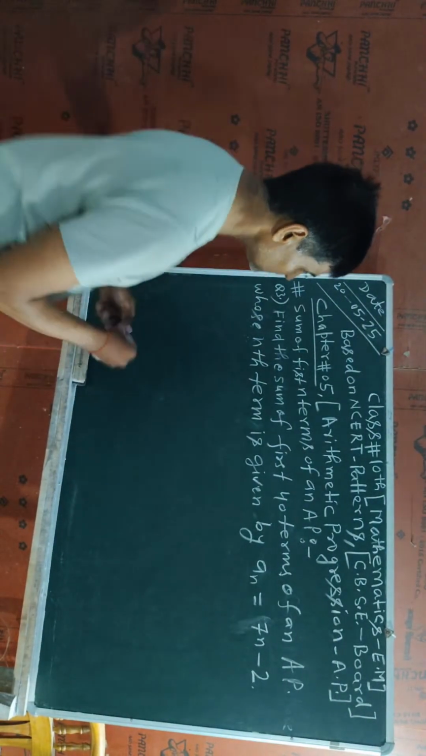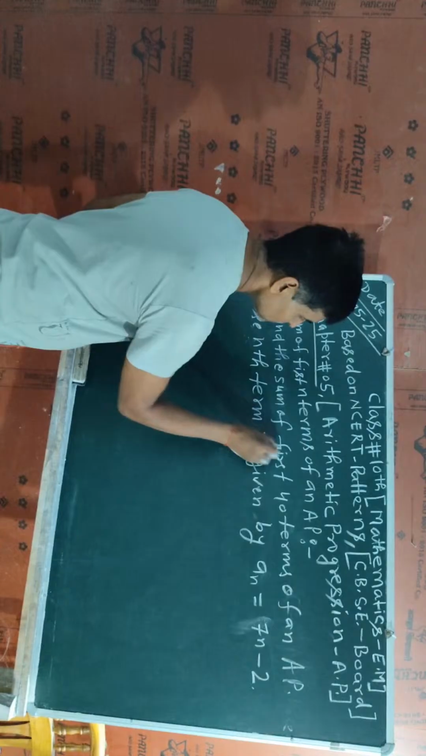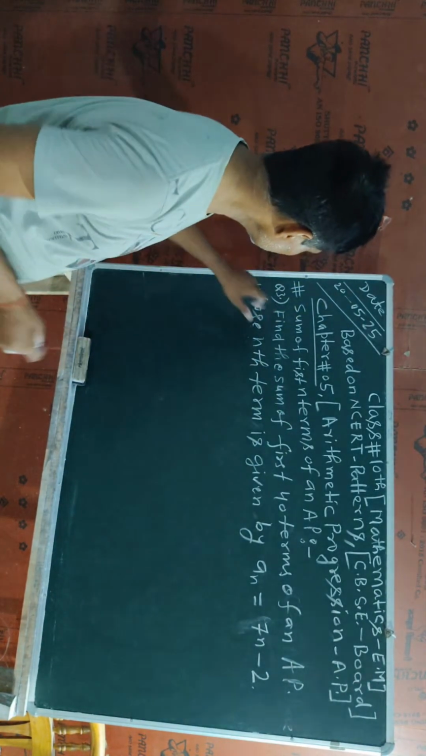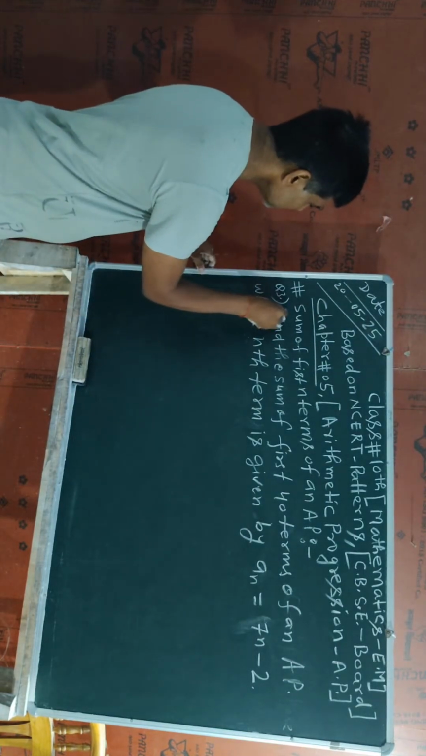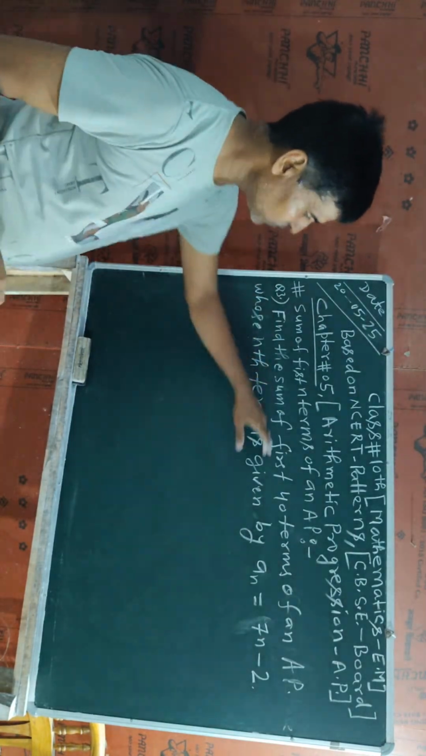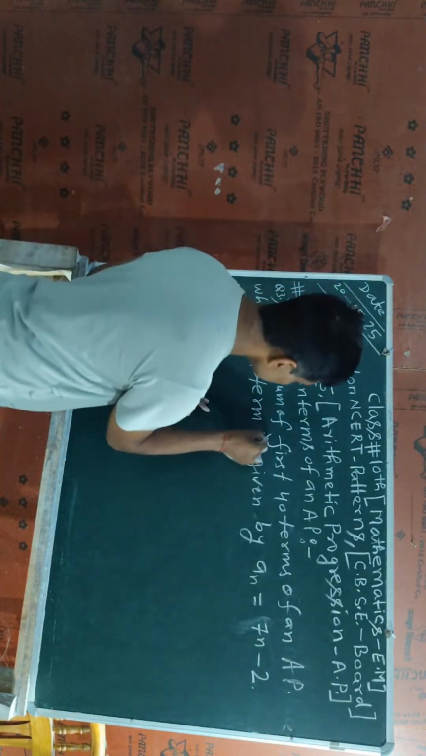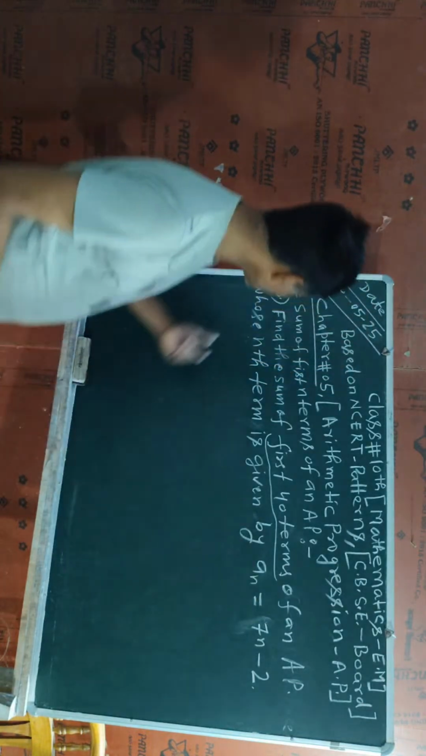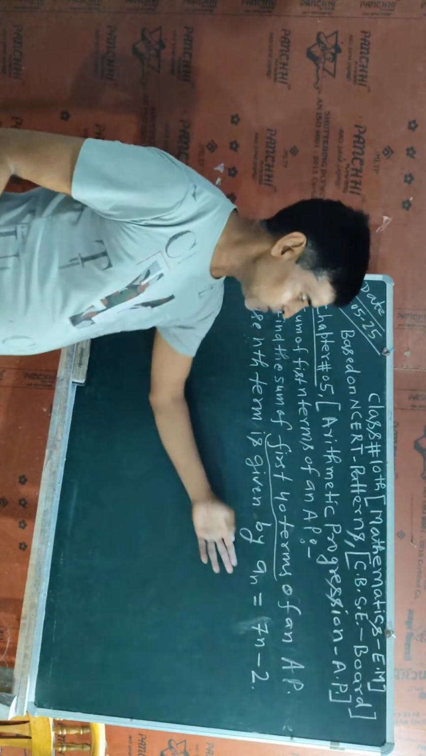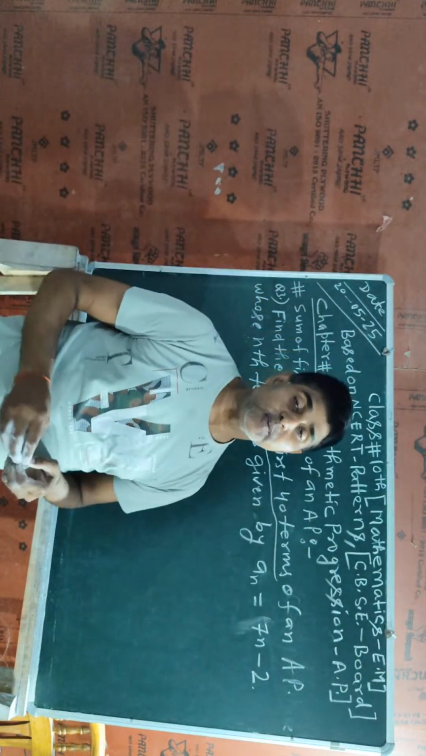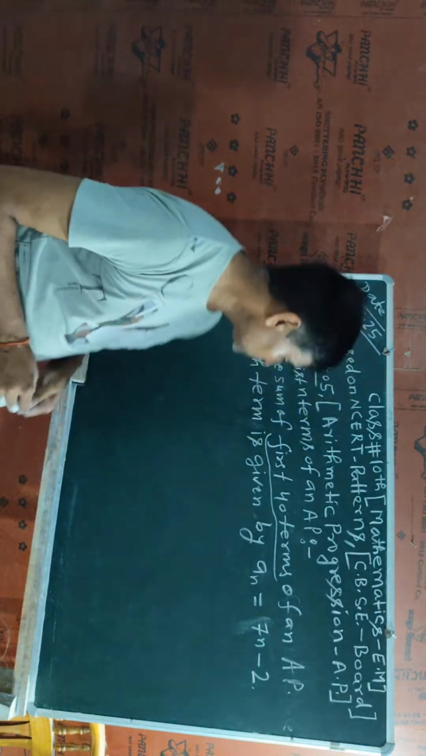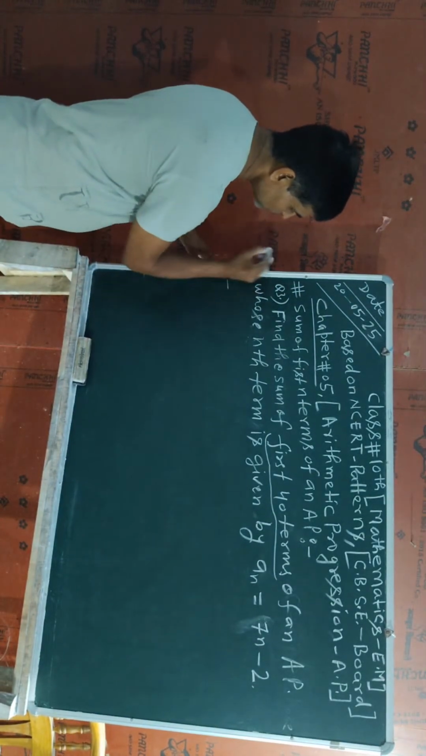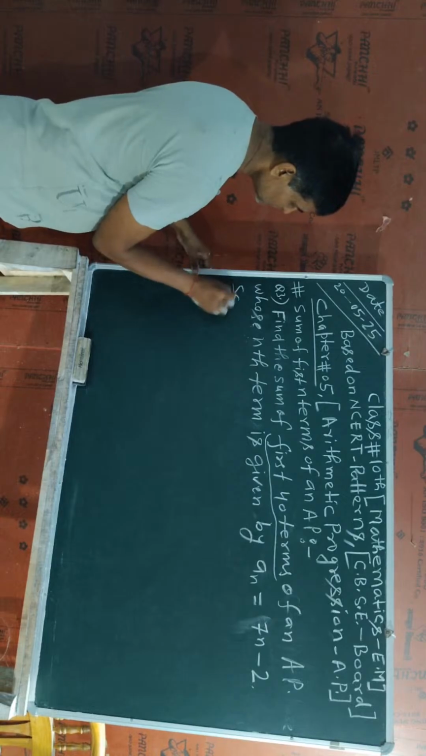We have to get the sum of 40 terms of an arithmetic progression. So here the question is given as find the sum of first 40 terms of an arithmetic progression whose nth term is given by the formula an is equal to 7n minus 2. Okay student, so I will use the same concept. After using the same concept I will solve this question, and this question is also based on the previous formula.